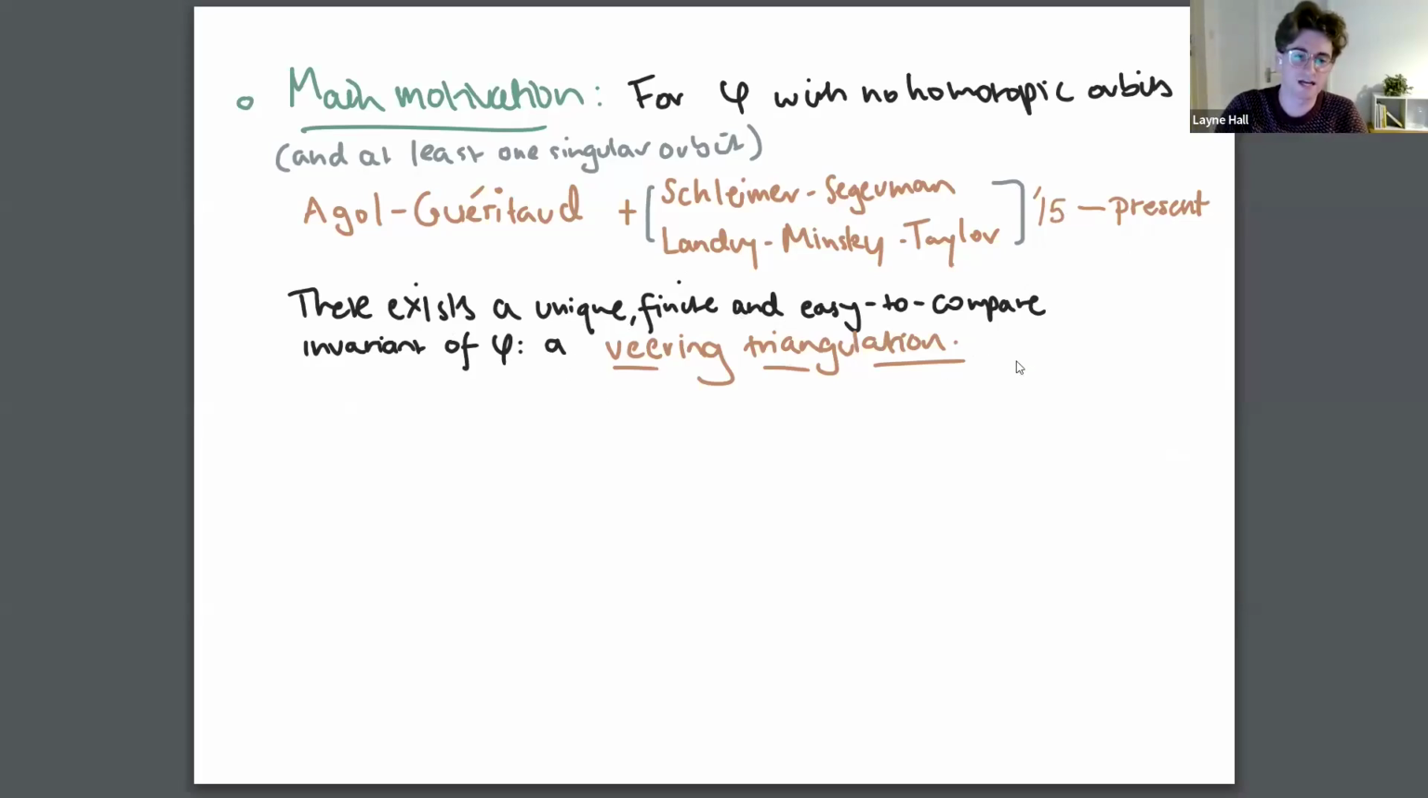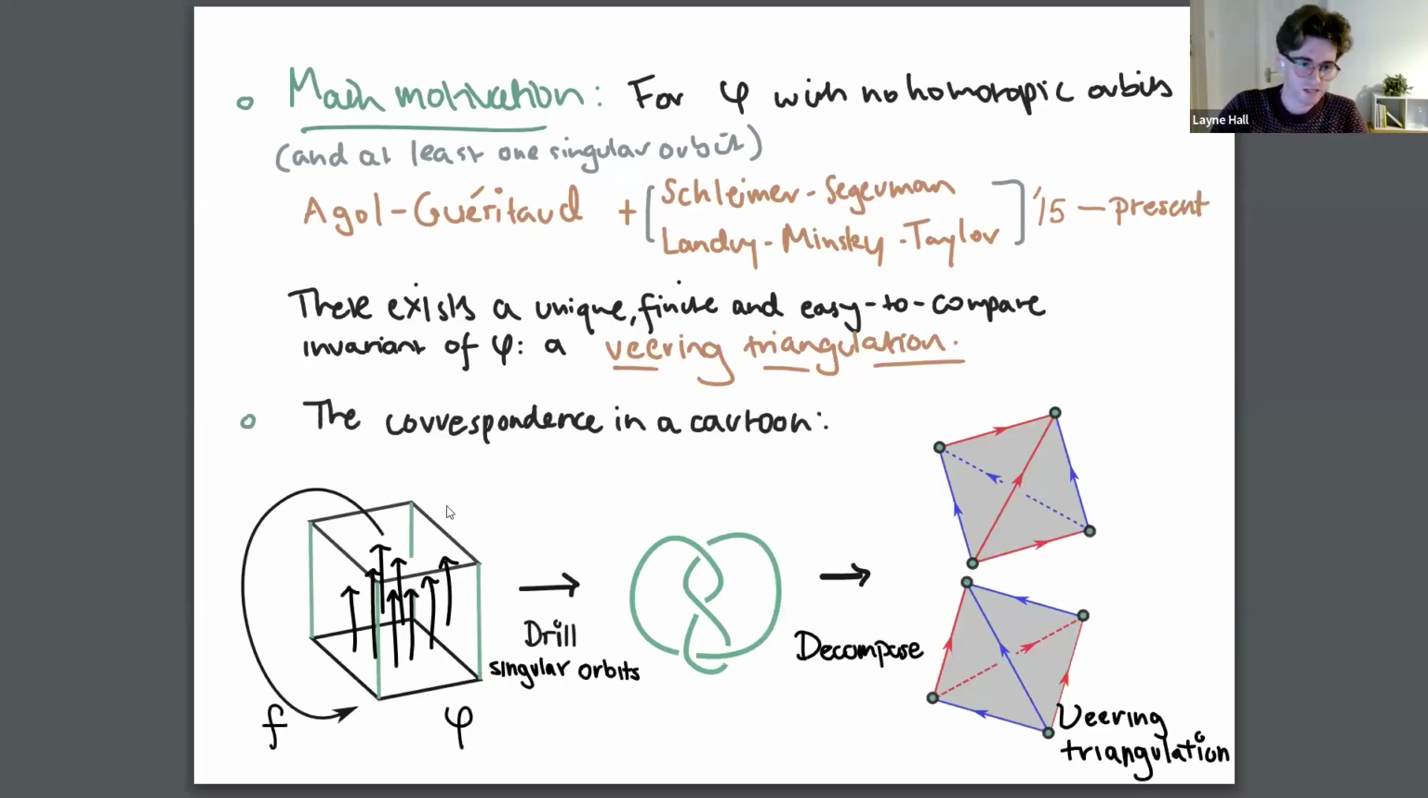Well, I'll describe it in like a cartoon, right? On the left here, what we might have is our mapping torus flow. This is my little cartoon of, okay, I've got a surface, maybe it's a torus, and I have a homeomorphism. That's my suspension flow. Then the correspondence tells us to drill whatever singular orbits you have. That might give you like a knot complement, like I've drawn here, the figure 8 knot complement.